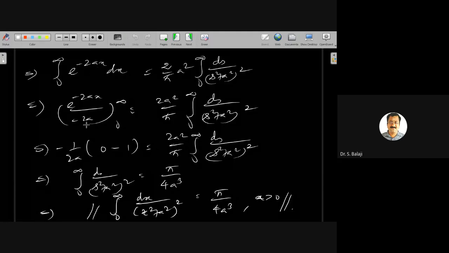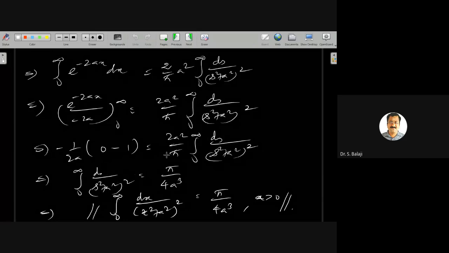Integrate the left side only; the right side stays as it is. e power minus 2x by minus 2a, integrated 0 to infinity, gives minus 1 by 2a times (e power minus infinity, which is 0, minus e power 0, which is 1). So 2a square by pi times integral 0 to infinity ds by (s square plus a square) whole square equals plus 1 by 2a. This integral value is what we require.